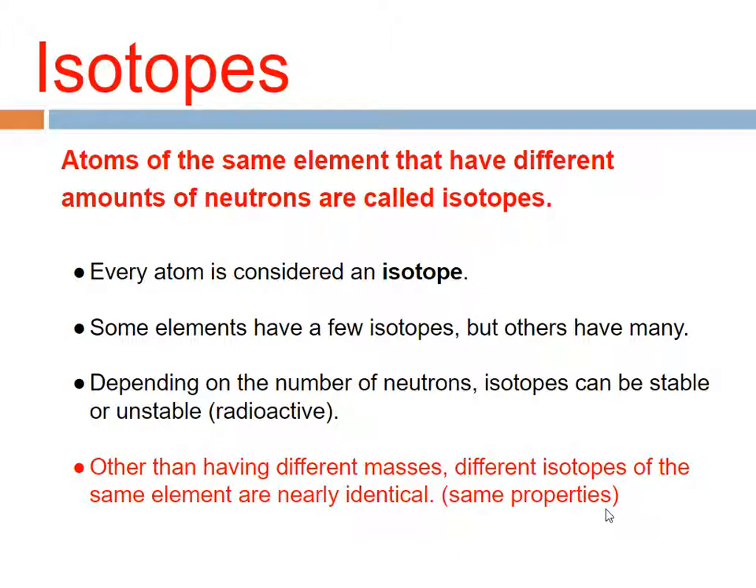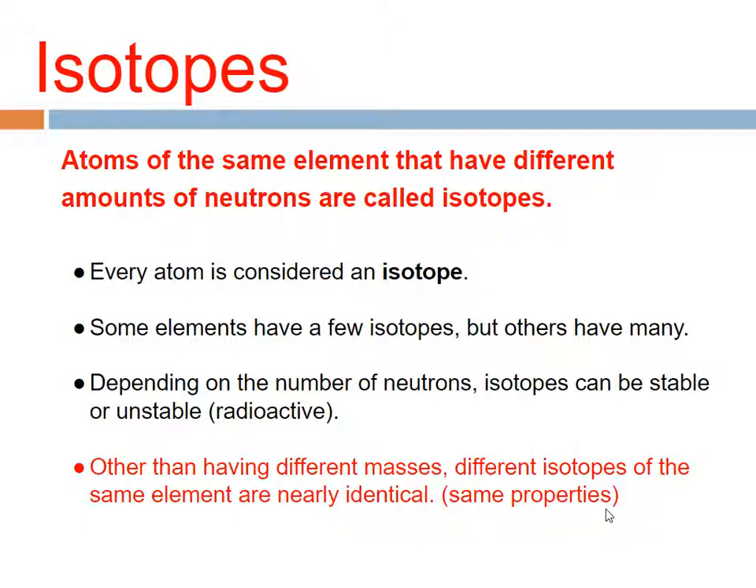So another word for isotope is basically a version. Isotopes are different versions of an element. Atoms of the same element with different numbers of neutrons are called isotopes, or they're different versions of that same element. Technically, because an isotope is just a version, every atom is an isotope.